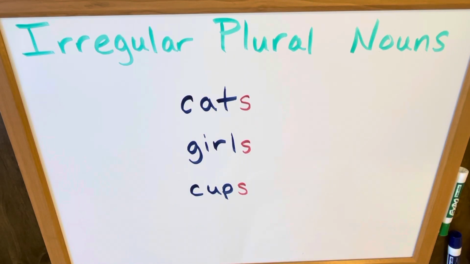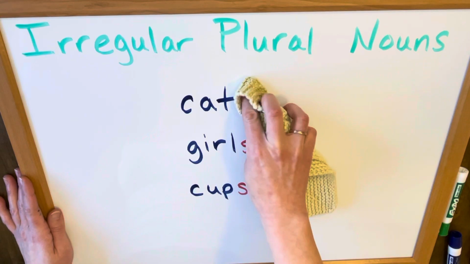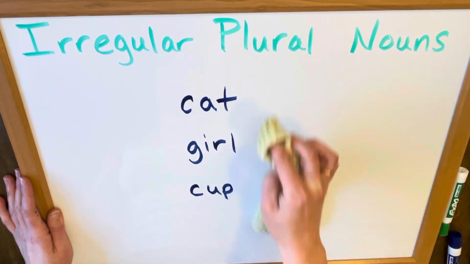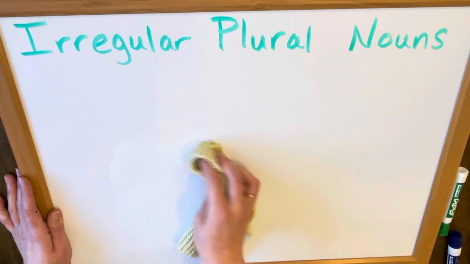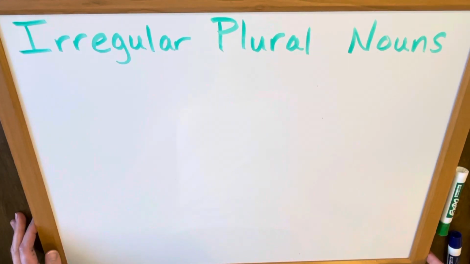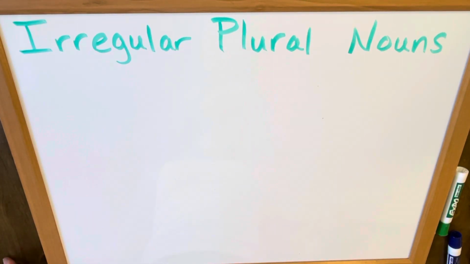That we know, okay? Now, irregular plural nouns work differently, okay? They are irregular. They're not so common. So for these nouns, you don't just add an S. Sometimes the whole word changes. So let's go over some examples, okay?